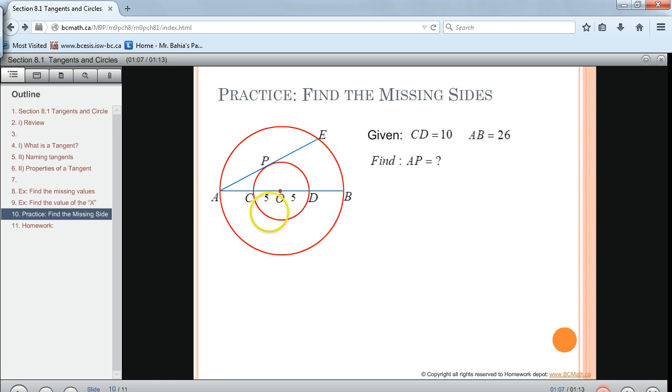CO would be 5. We're just writing down what we know. This full length is 26. That's the diameter of the outer circle, which means the halfway across is going to be half of that. That's 13. That's 13. If that's all 13, we know that's 5. The leftover is 8. Right? We can figure out what AP is because there, center of the circle to P would be a radius. Tangent radius, that's a right angle.